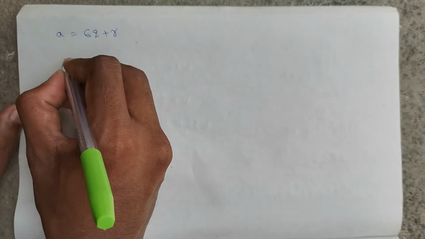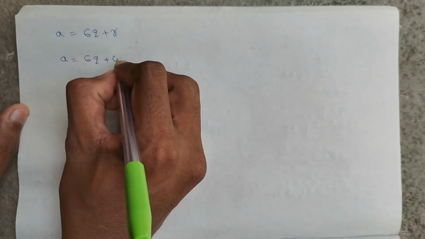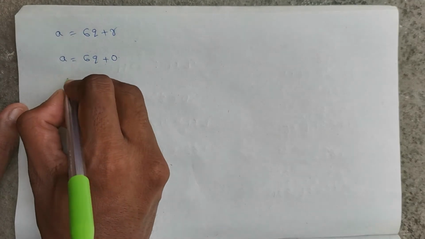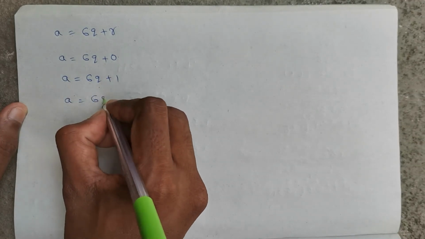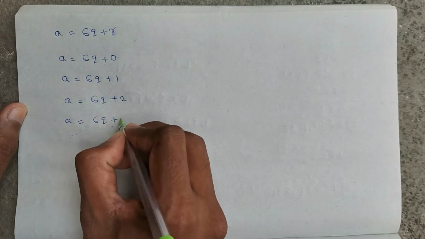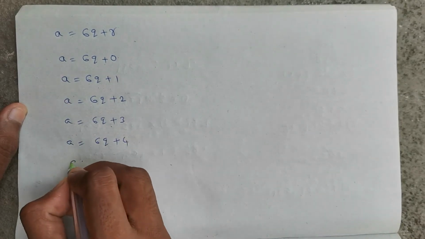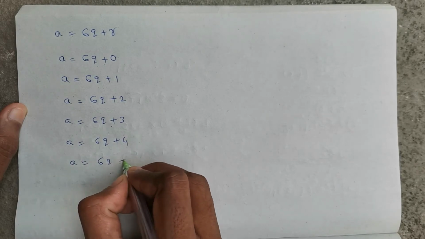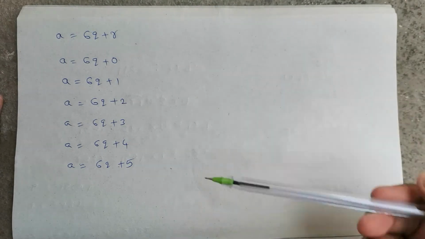So first I am substituting 0. A is equal to 6Q plus 0. Then I will substitute 1. A is equal to 6Q plus 1. Then the next remainder, A is equal to 6Q plus 2. A is equal to 6Q plus 3. A equals 6Q plus 4. A is equal to 6Q plus 5. All the possible remainders are from 0 to 5, so I substituted all the possible remainders.